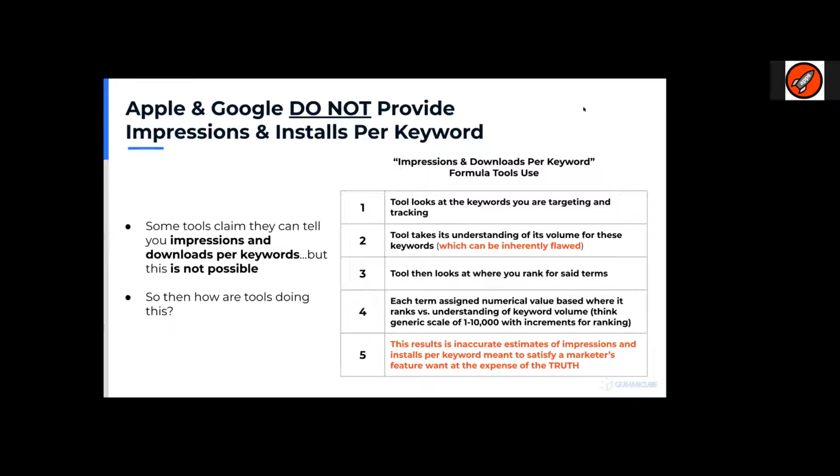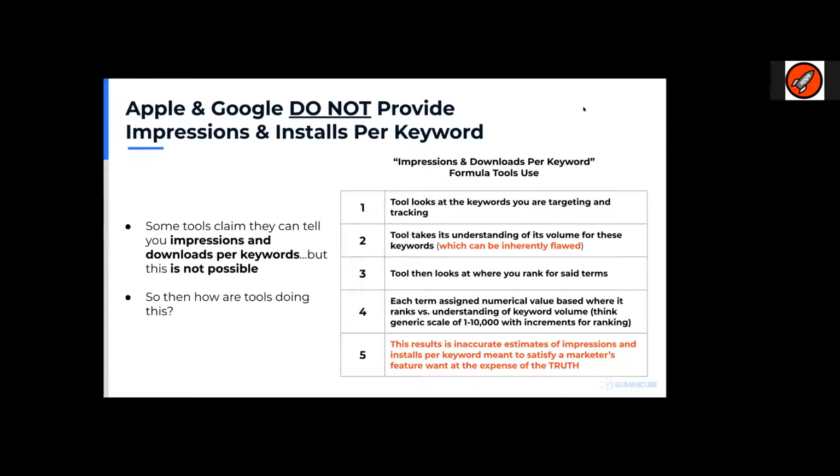The other thing that I think is important to understand is that Apple and Google are still a black box today. They don't provide impressions and installs per keyword. And unfortunately, because Apple and Google are such a black box, there are a lot of tools that are developing their own algorithms to calculate, or try to calculate, how many downloads and installs might come from a particular keyword in the store. Unfortunately, it's not being disclosed to the user that that data is an estimate and it is not a fact. It is not data coming from the App Store and Play Store.